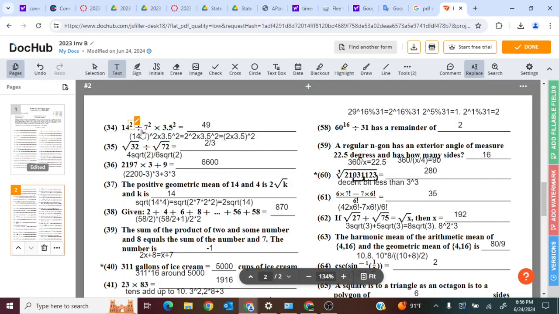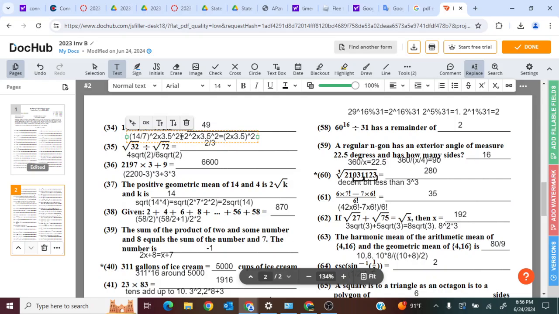Okay, 14 squared divided by 7 squared times 3.5 squared. This thing right here can be combined to make 14 over 7 all squared. And then you have your 3.5 squared, which is equal to 2 squared times 3.5 squared. And then you can combine your 2 and 3.5, multiply them together because you're multiplying this stuff right here, and you get 7 squared, which is 49.